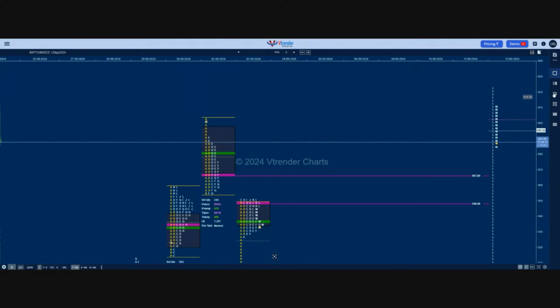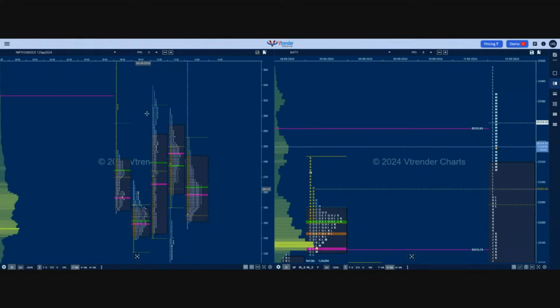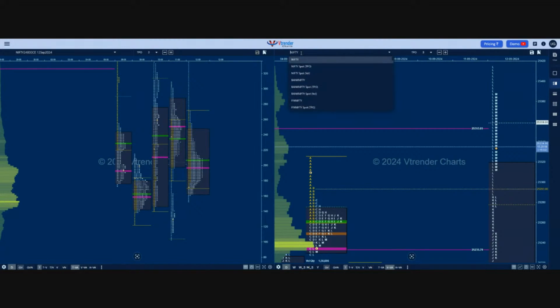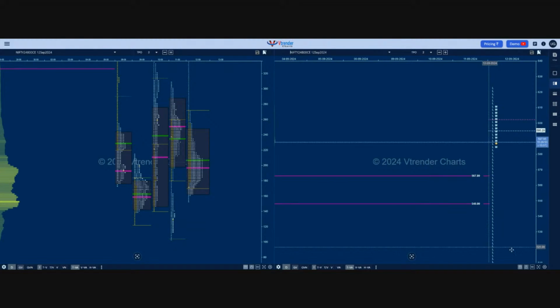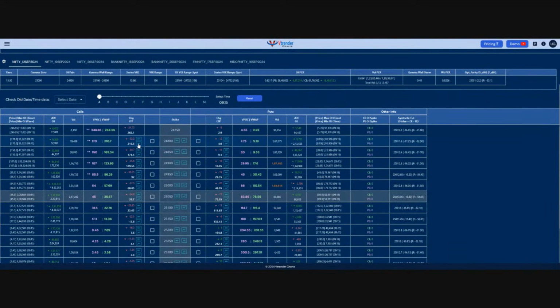We can also have a two window mode, by going to the top right and clicking this two window mode. You can have the market profile on one side and the 24,800 call option line chart, or the order flow chart, on the left. I'm not sure why the line chart symbol is not coming, but we can always go to this and click on the line chart.